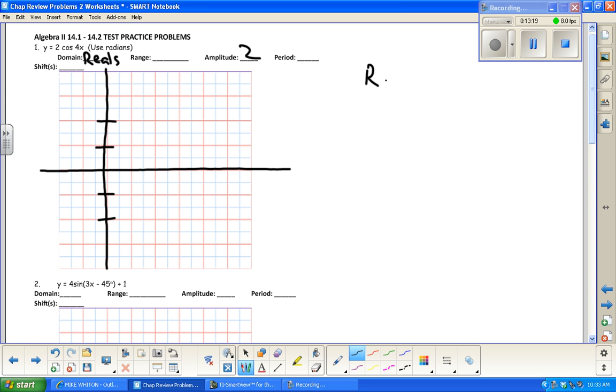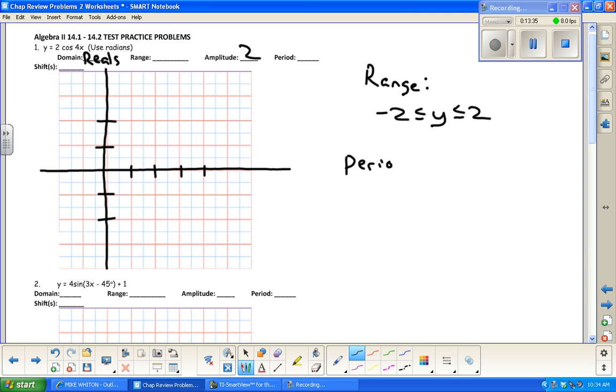So I would write that. Let's do this over here. The range is going to be all y values, and we'll see it on the graph in a second, between negative 2 and 2. Okay, so that's going to be our range. Let's get the period here. 1, 2, 3, 4. Period.